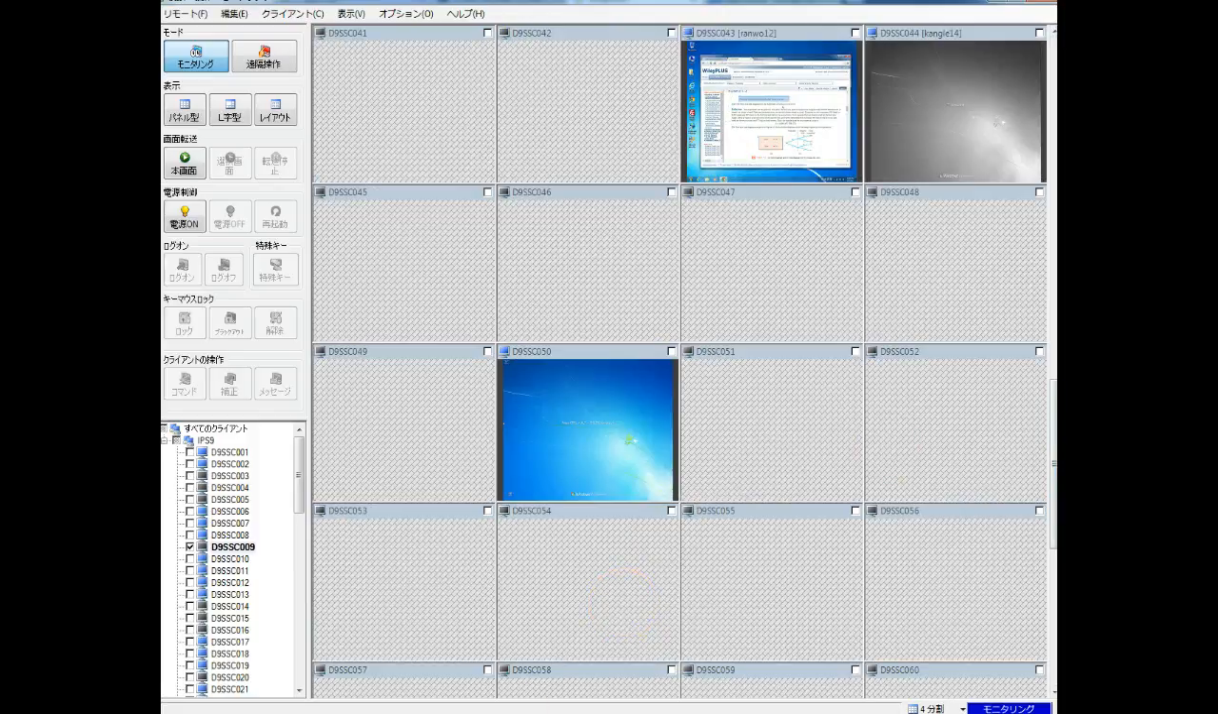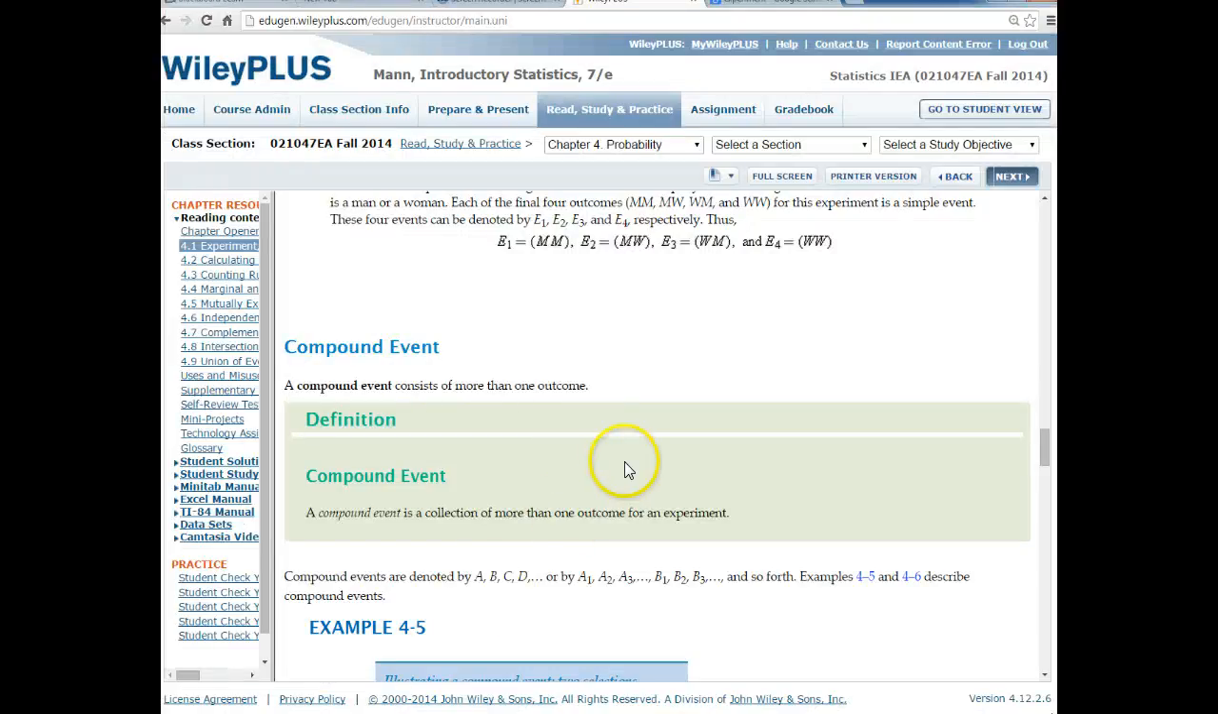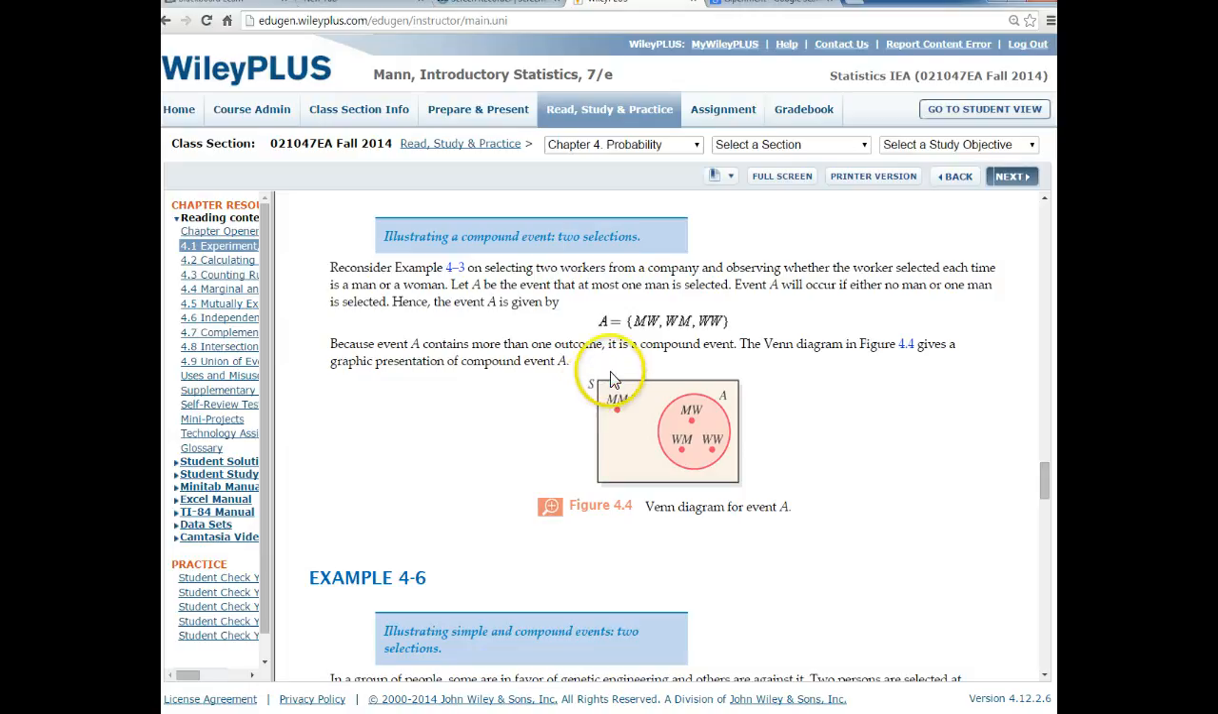Okay. Now, so here we have a sample space, the sample space of these 4 outcomes, right? You could get a man and a man and a woman, so on, right? Now, here's an event. I don't know how to say it in words, but it just has MW, WM and WW in it. It's a subset of the whole sample space, so it's an event. But it's not a simple event, right? It's a compound event. Okay?